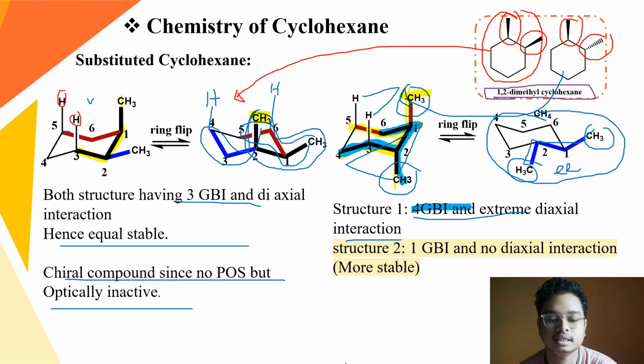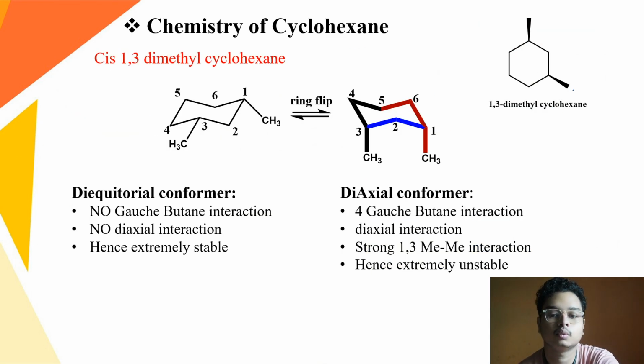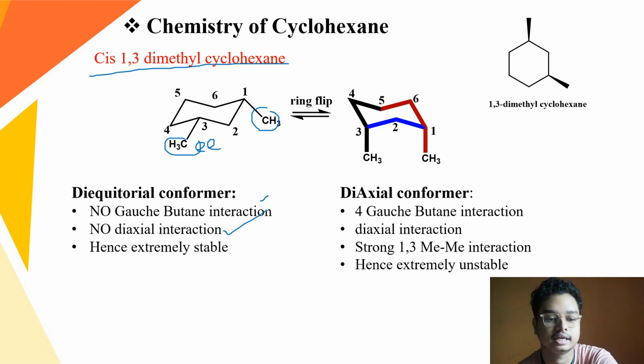Okay, now we move to 1,3-dimethyl cyclohexane. First we are talking about the cis 1,3-dimethyl cyclohexane. Now in the normal case, this is called the diequatorial conformer. In the diequatorial conformer you can find that there is no gauche butane interaction present here, as well as no diaxial interaction present there. That means this particular conformer is highly stable.